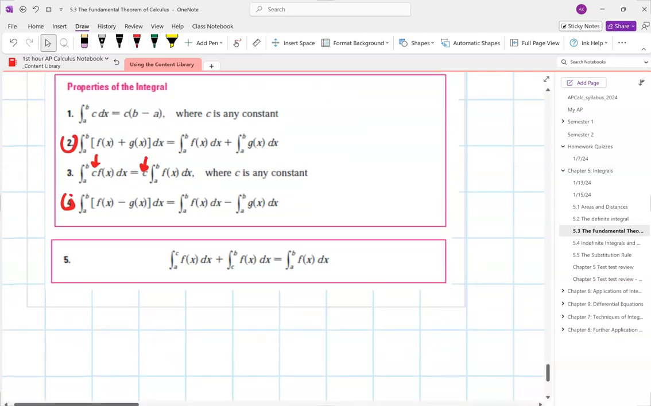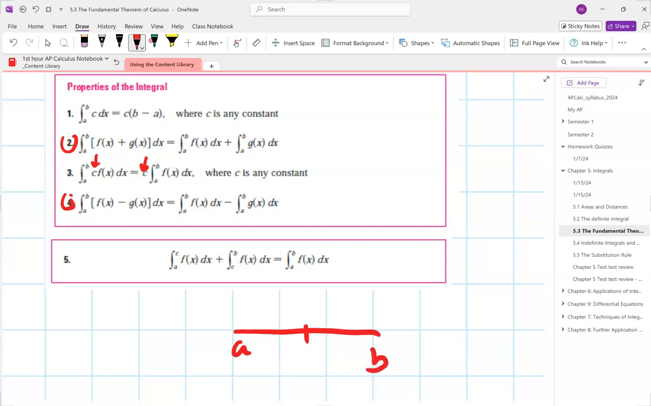And then the last property says that if I have an integral from a to b, where c is some spot in between, I can break my integral up from the stuff from a to c, and then add it to the stuff from c to b, and still get the same thing as if I integrated just from a to b. Hopefully that makes sense intuitively. Like when we draw the picture, of course those areas are going to add up to be the same thing.